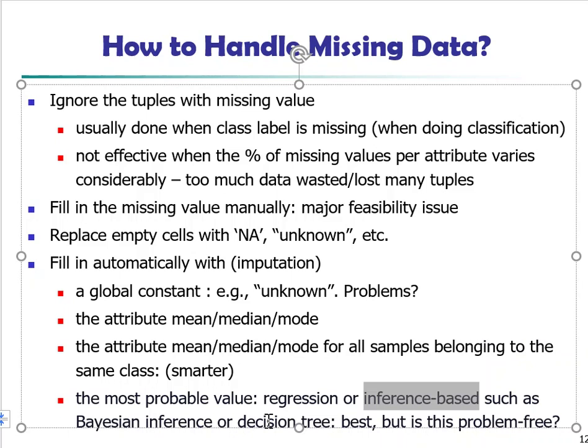This may be the best, but is this problem-free? I would say not, because you basically reinforce the bias of the model on your data. So, as I said, nothing is ideal. The ideal solution is not to have missing data.